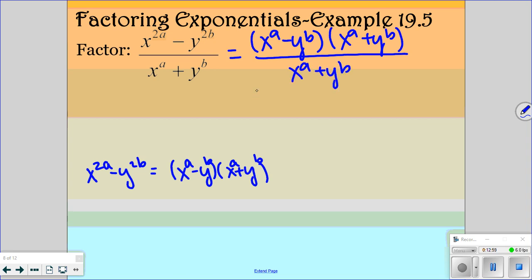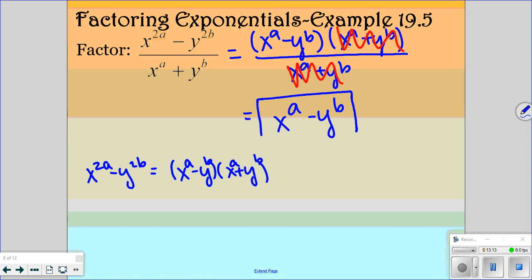And then if you look, this term here cancels with this term, and so we are left with just x to the a minus y to the b, and so that would be your answer there.